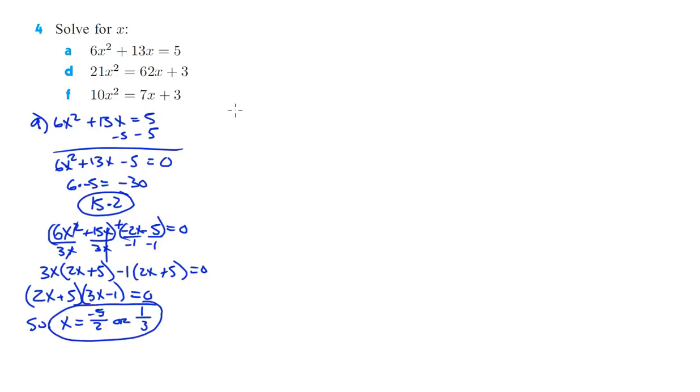Okay? All right, let's take a look at D here. So we've got, let's see, 21x squared equals 62x plus 3. I always like working with my leading coefficient to be positive. It just makes this a lot easier, so I'm always going to move it so that that's positive. So let's subtract 62x and subtract 3 from both sides. Okay, so we get 21x squared minus 62x minus 3 equals 0.